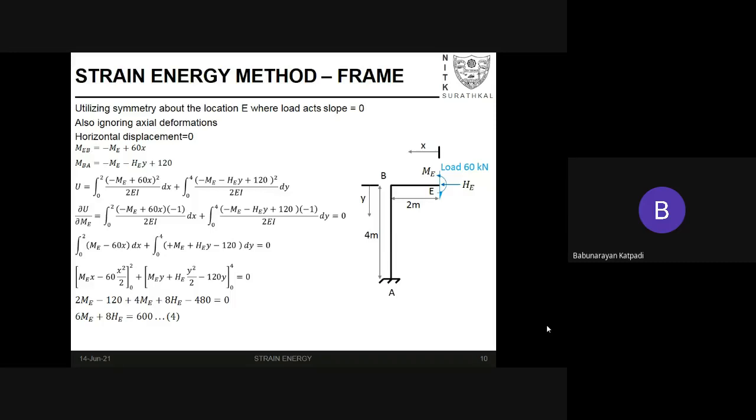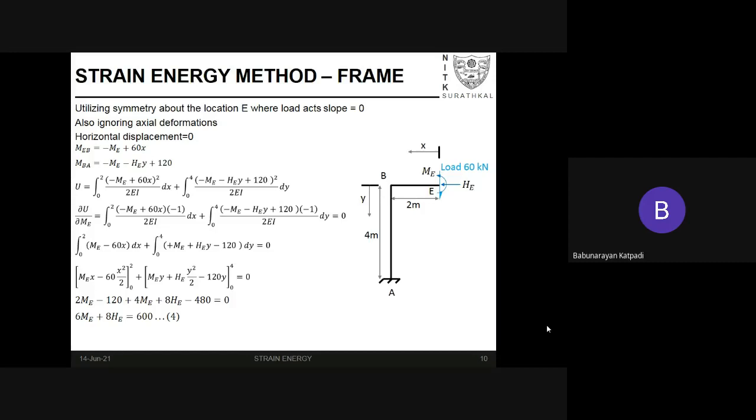First term will be minus ME, 0 to 2, minus ME plus 60, and then into minus 1, and the 2 and 2 cancel. There is a small error. Here again, if you differentiate 0 to 4, the 2 cancels. The 2 in the denominator will not be there. So you are differentiating. That will be corrected in the file that will be given to you.